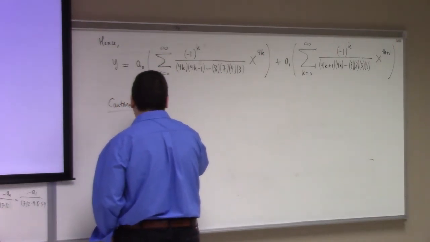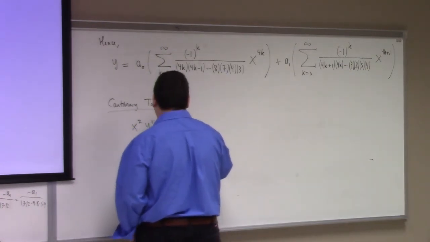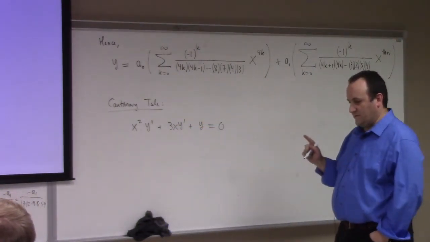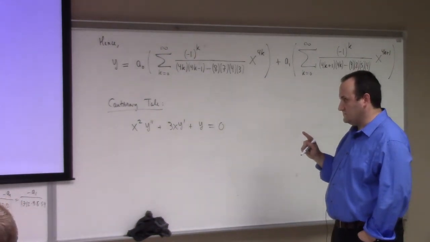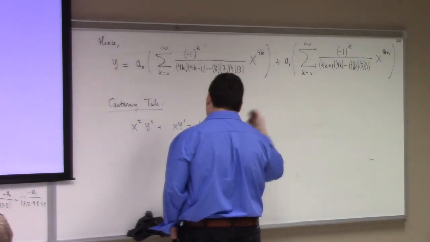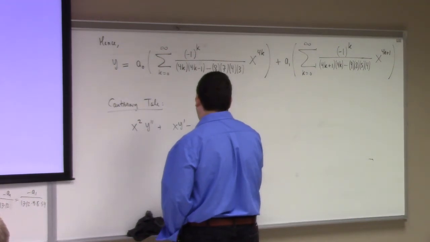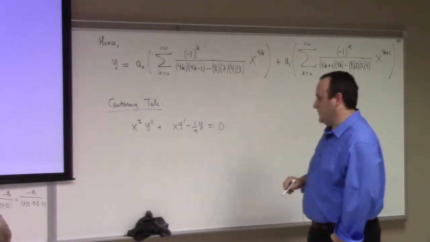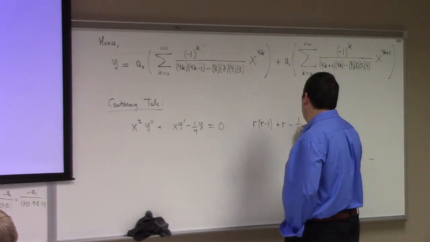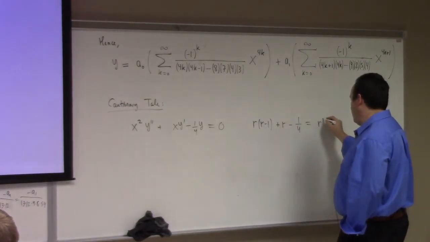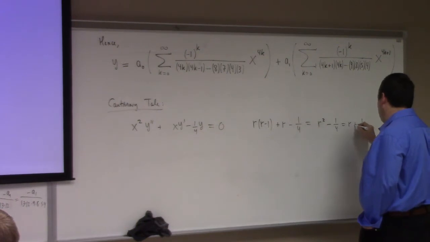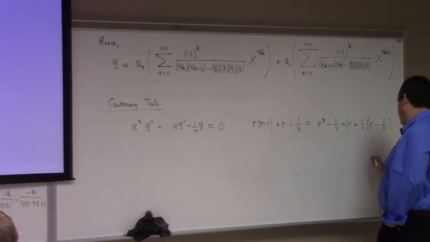X squared y prime prime plus 3x y prime plus y equals 0. Let me just tinker with this for a second. Let me make that an x, and let me make this a minus, I don't know, fourth. So you remember how this went? We did r times r minus 1 plus r minus 1/4. We got r squared minus 1/4, which gave us r plus a half times r minus a half, right?